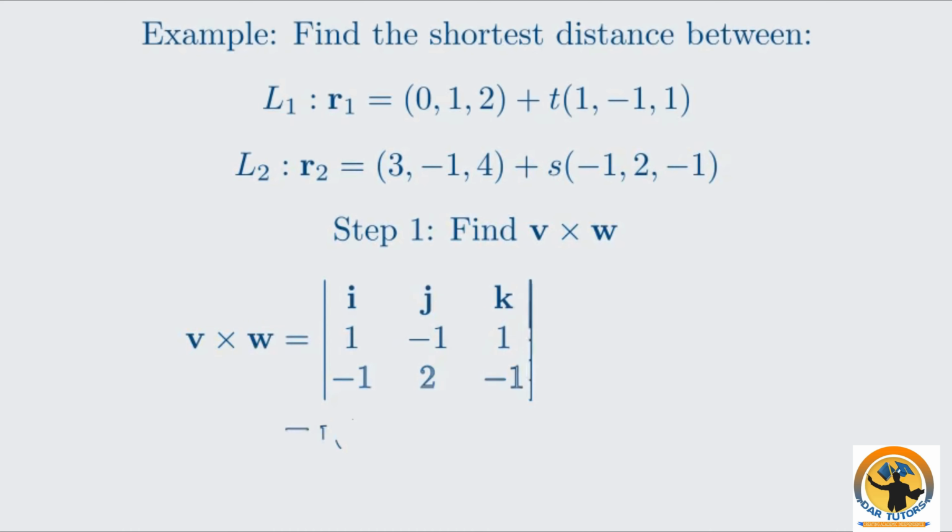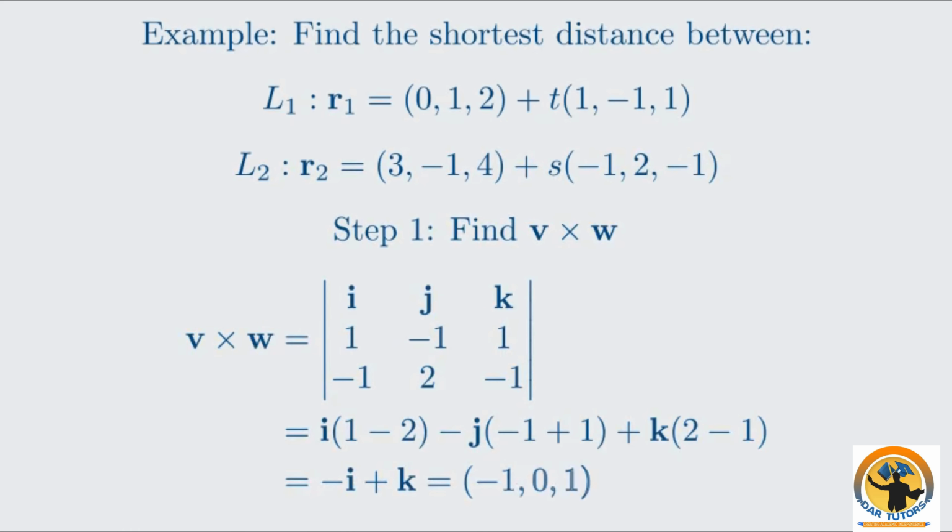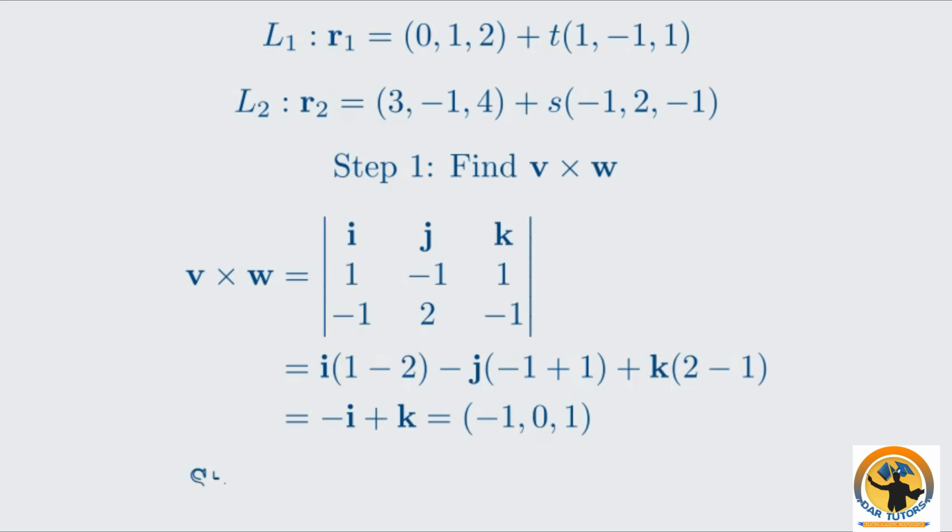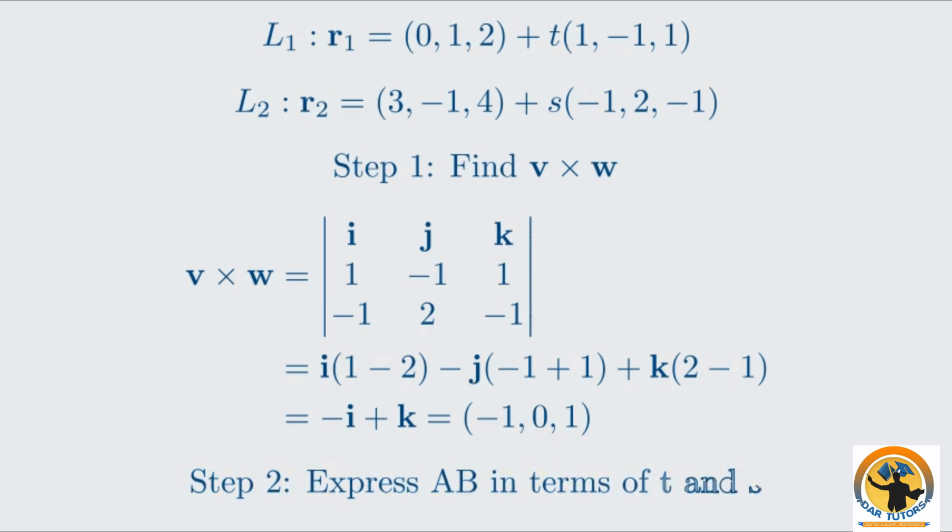The cross product v cross w is calculated as the determinant of a matrix. This gives us the vector (-1, 0, 1). This vector is perpendicular to both lines. Step 2. Express the vector AB in terms of the parameters t and s.